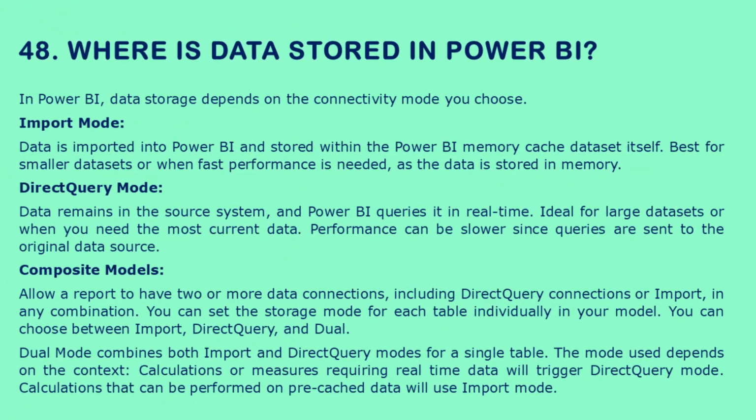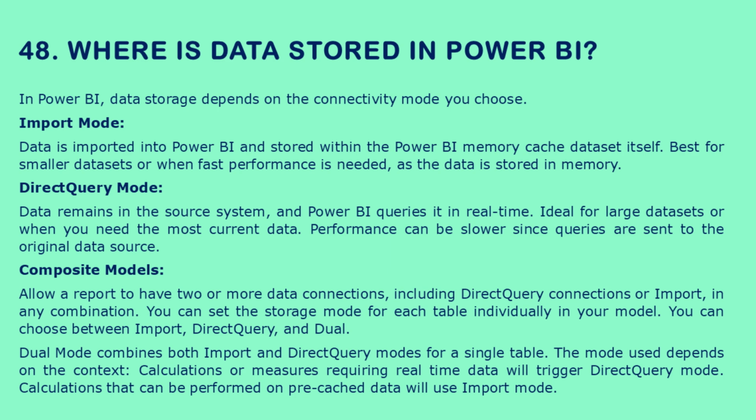Where is data stored in Power BI? In Power BI, data storage depends on the connectivity mode you choose. Import mode. Data is imported into Power BI and stored within the Power BI memory cache dataset itself. Best for smaller datasets or when fast performance is needed, as the data is stored in memory. Direct query mode. Data remains in the source system, and Power BI queries it in real time. Ideal for large datasets or when you need the most current data. Performance can be slower since queries are sent to the original data source.